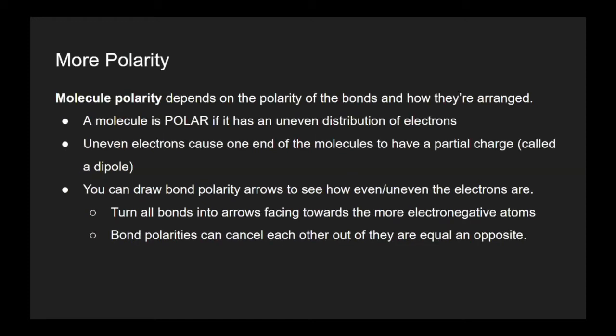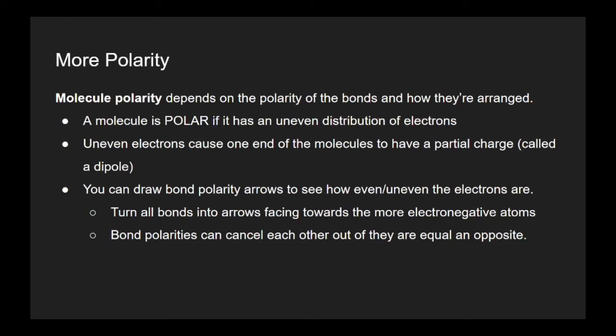Now, our molecule polarity depends on the polarity of the bonds and how they are arranged. So a molecule will be polar if it has an uneven distribution of electrons. Uneven electrons cause one end of the molecule to have a partial charge, and we call this a dipole. We're able to draw the bond polarity arrows to see how uneven or even the electrons are. And we're going to turn all bonds into arrows facing towards the more electronegative atoms, and bond polarities can cancel each other out if they're equal and opposite.